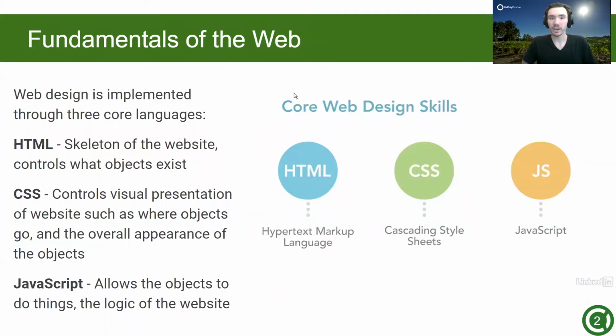So to start, we want to look at how the web is displayed and created. There are three core skills or technologies used by the web today. That's going to be HTML, CSS, and JavaScript. HTML is like the skeleton of the website and controls what objects exist on the page. CSS controls the visual presentation, such as the color of the objects or where they appear on screen. JavaScript allows the website to do things, and you can program some logic in the JavaScript code.